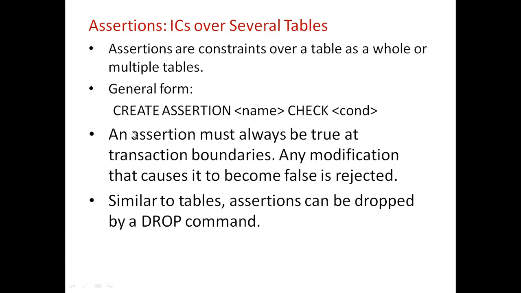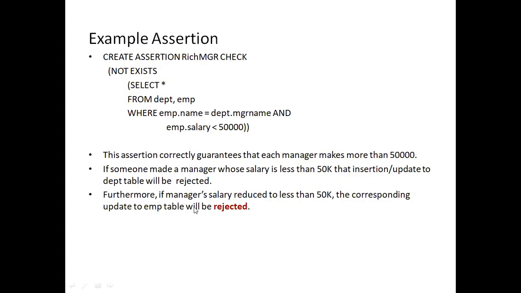This assertion we can create as well as drop, like a table. We were creating tables and deleting those tables with the help of the drop command. Similarly, we can create and drop an assertion also. So this is one of the examples. It says create an assertion, like rich manager, and check a condition: not exist. It should return false here, then that assertion is going to be performed.